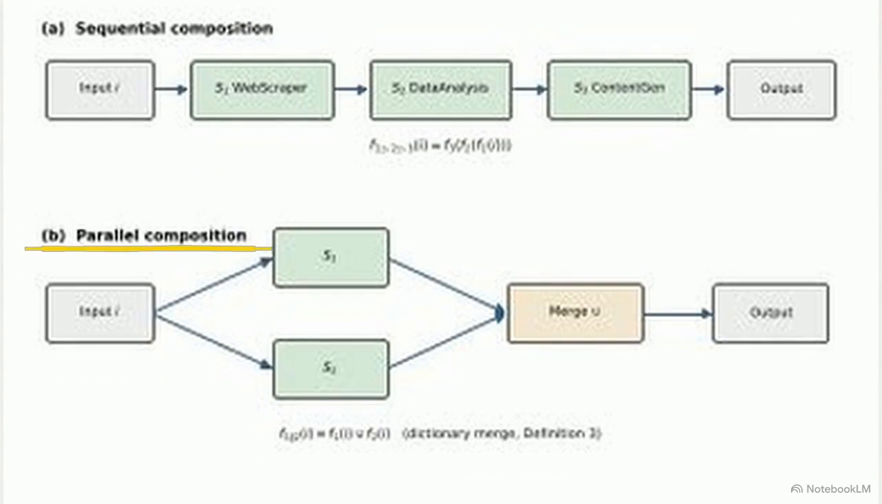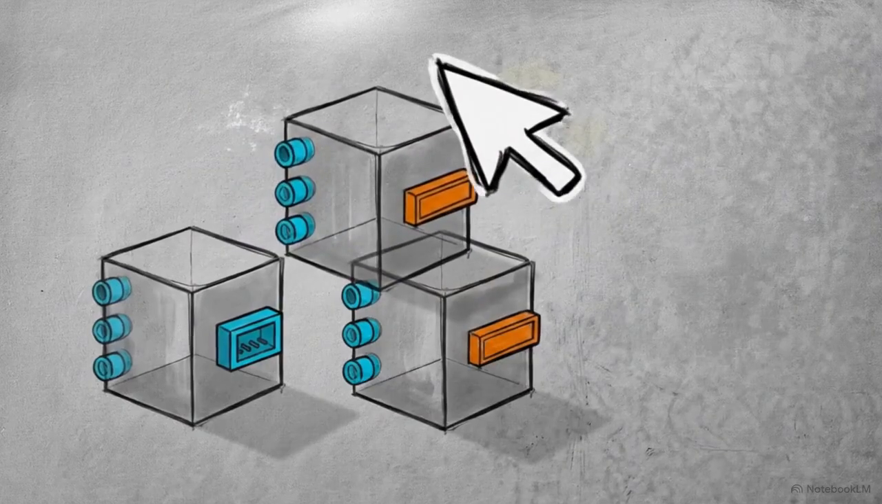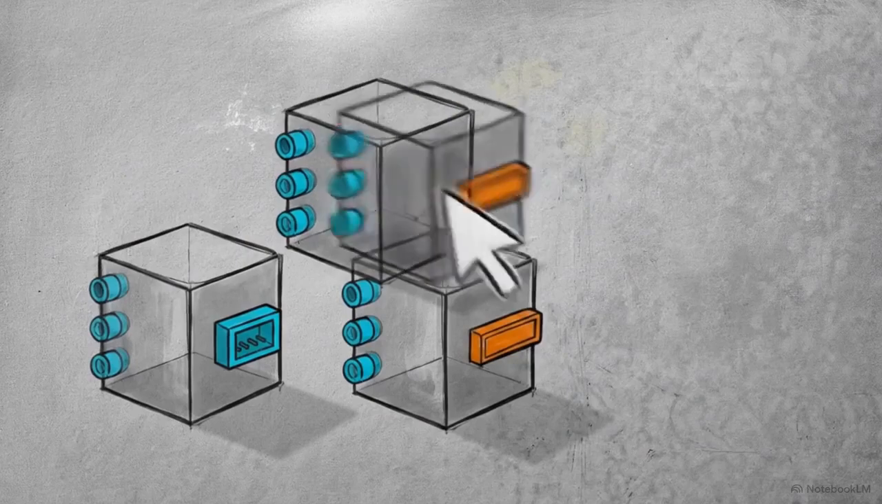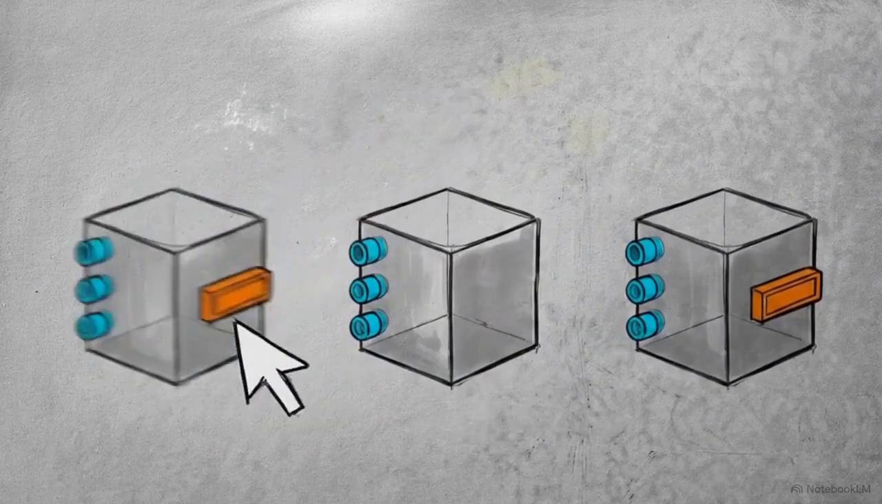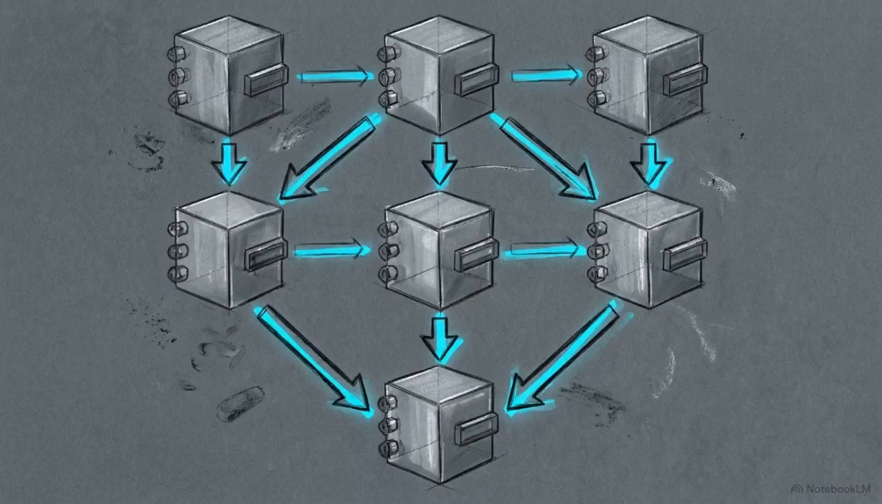When multiple skills share the exact same input requirements, they execute via the parallel composition operator. The system runs the skills simultaneously and combines their outputs using a dictionary merge convention, automatically resolving any overlapping key conflicts. With just these 2 mathematical operators, developers can abstract highly complex behaviors into a series of interchangeable, independent building blocks. This modularity is governed by a specific theorem.